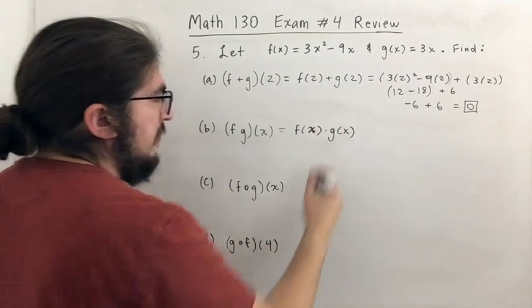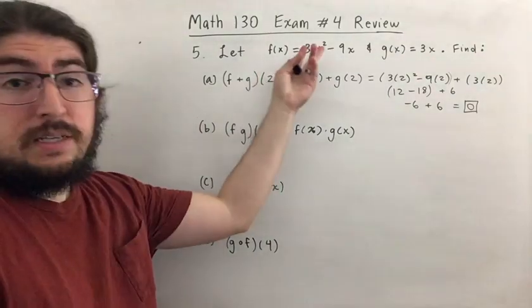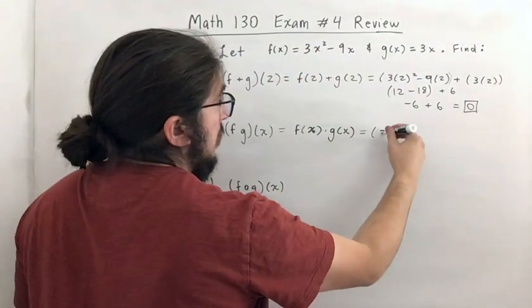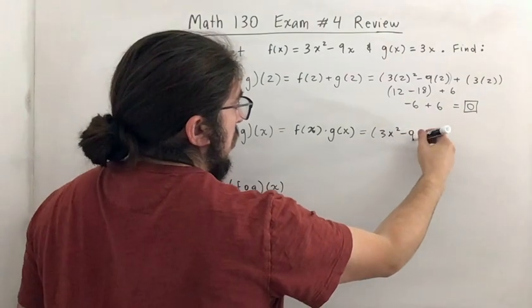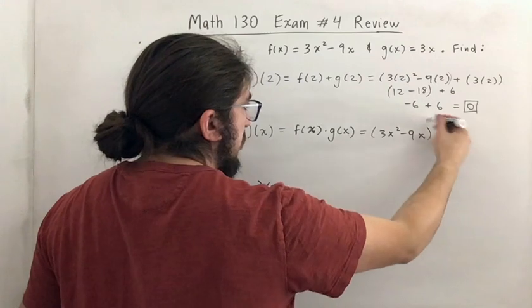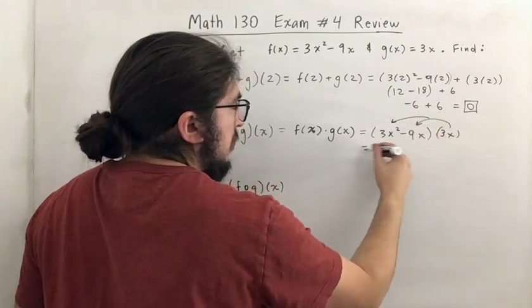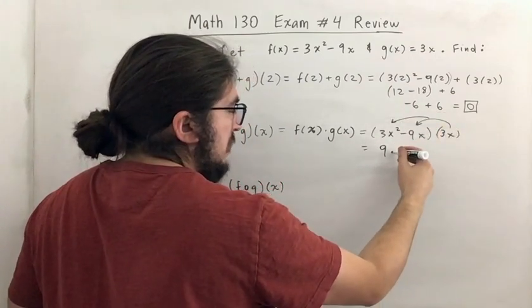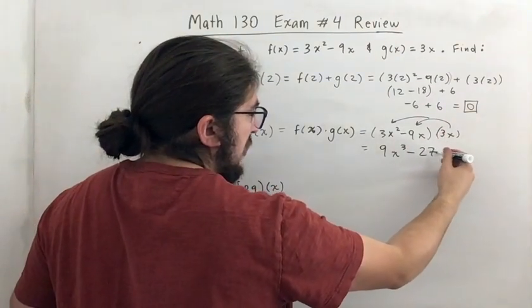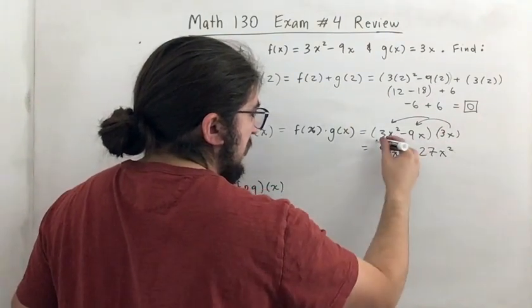Okay, so what is f of x and what is g of x? Again, f of x is 3x squared minus 9x, whereas g of x is 3x. So really what we're doing is just distributing this into each of those. So we end up getting 3 times 3 is 9, x squared times x is x cubed, minus 9 times 3 is 27, x times x is x squared, and that's it.